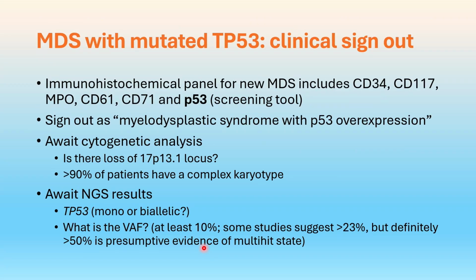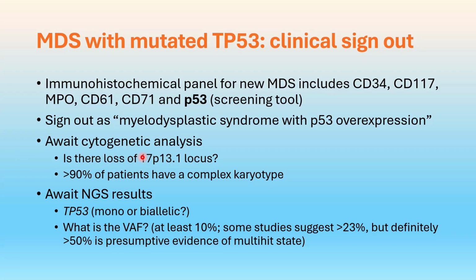So how do we sign out these cases? Well, for MDS, this is the panel that we use at our institution. If we need to do stains, we will do CD34, CD117, MPO for myeloid precursors, CD61 for megakaryocytes, CD71 for erythroids, and I pretty much always do p53 because it's so useful. And then if it's positive, I will call it MDS and just say that it's overexpressed by immunohistochemistry, see note, and then in the note again we have to wait for cytogenetics.